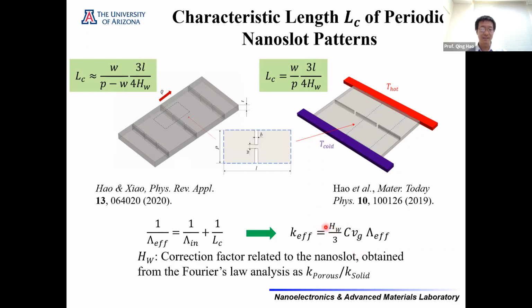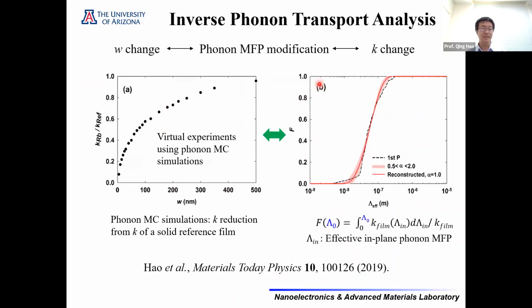We can calculate HW based on Fourier's law analysis as the thermal conductivity of the porous structure over the solid film. HW is also used in the LC calculation here. So if we follow this idea, when we change the W value, we can modify the phonon mean free path and change the thermal conductivity.